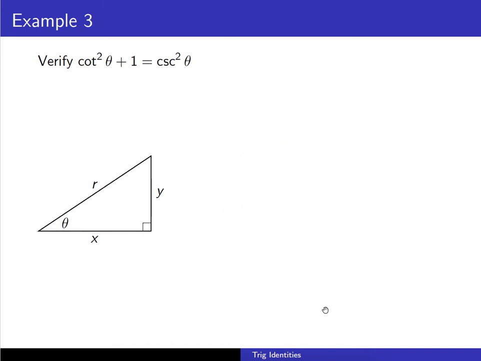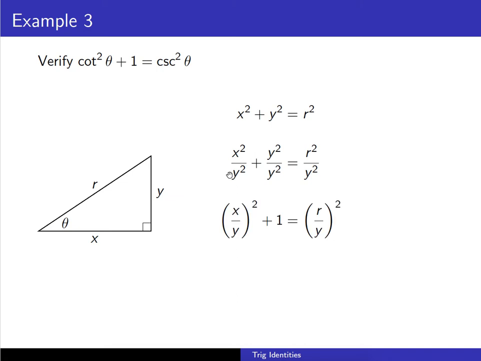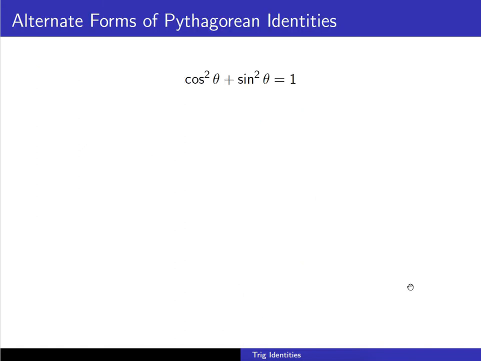Our third Pythagorean identity is a result of taking our Pythagorean theorem and this time dividing by y squared. So if we divide everything by y squared, we're going to get x squared over y squared is x over y, that fraction squared. Y squared over y squared is 1, and r squared over y squared is r over y, that fraction squared. So x over y is cotangent, r over y is cosecant, so we have cotangent squared plus 1 equals cosecant squared.